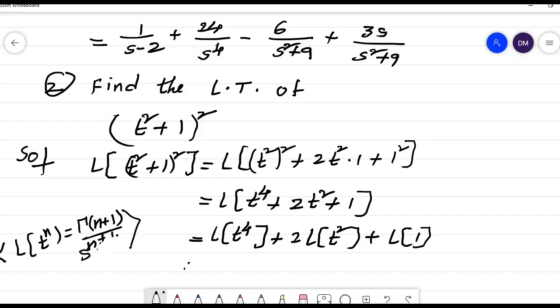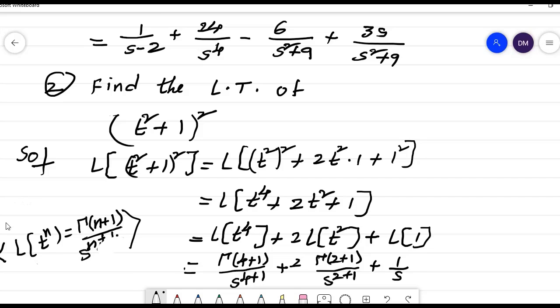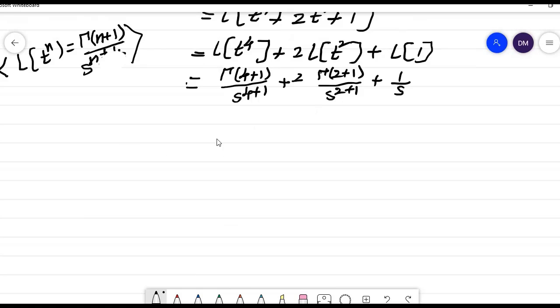So this is equal to what? L of t power n means gamma of n plus 1 by s power n plus 1. Here n is 4, so gamma of 4 plus 1 by s power 4 plus 1, plus 2 into L of t square, which is gamma of 2 plus 1 by s power 2 plus 1, plus L of 1, which is 1 by s. Now what is the next step?